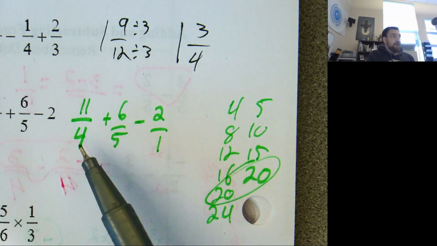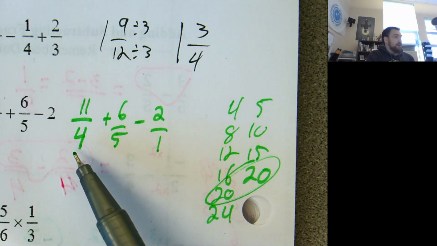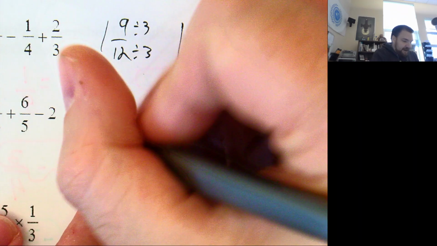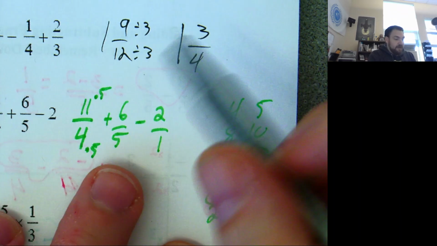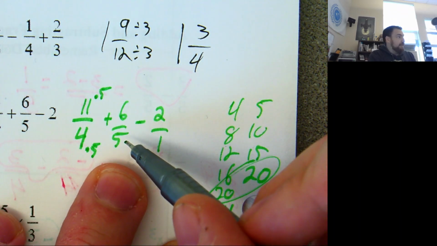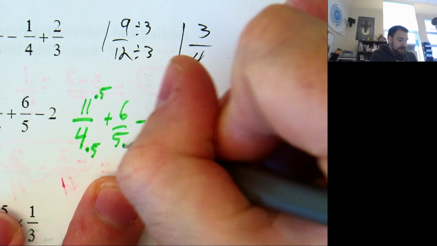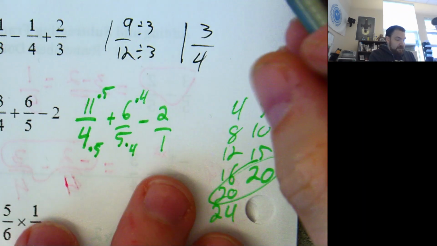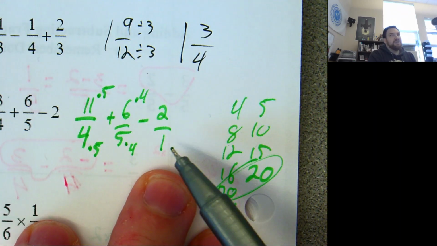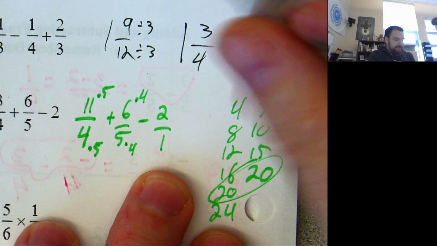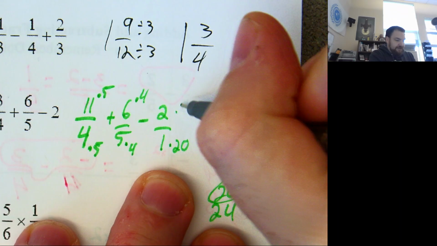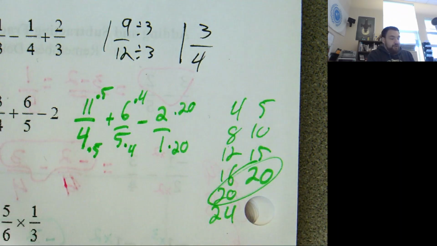What do I have to do to get to 20? With 4, I have to multiply by 5. Whatever I do to the bottom, I do to the top. With 5, I have to multiply by 4. Whatever I do to the bottom, I do to the top. And this guy, to get from 1 to 20, I have to multiply by 20. Whatever I do to the bottom, I do to the top. So I write it all out. Now I'm actually going to go do it.